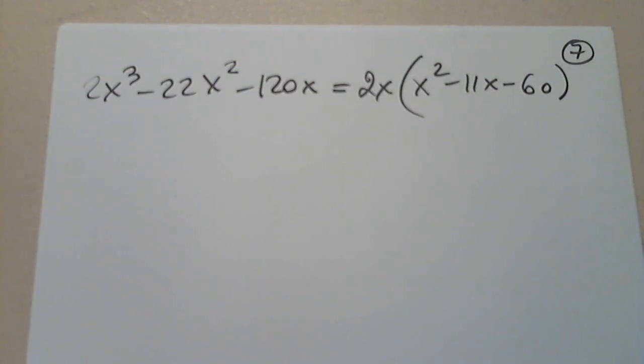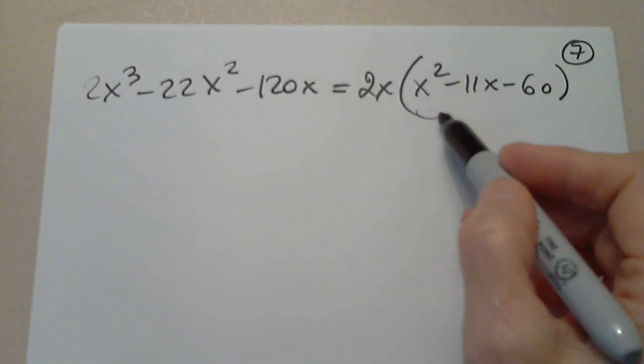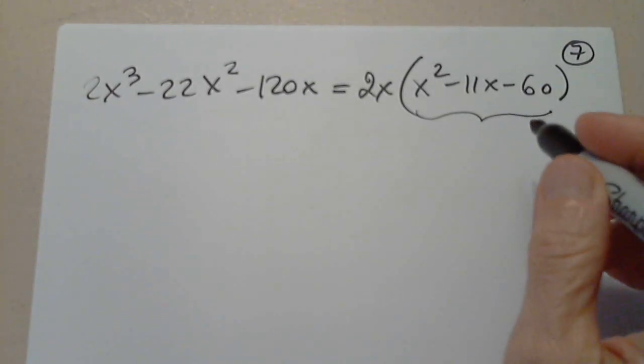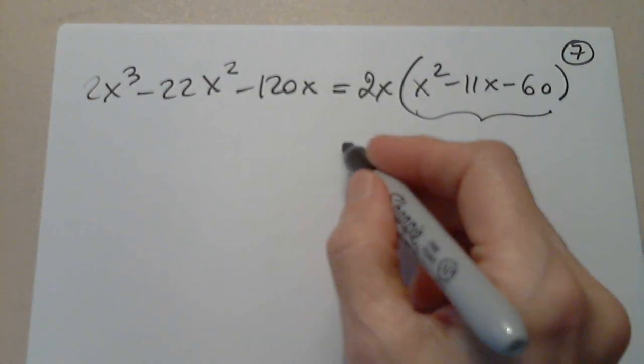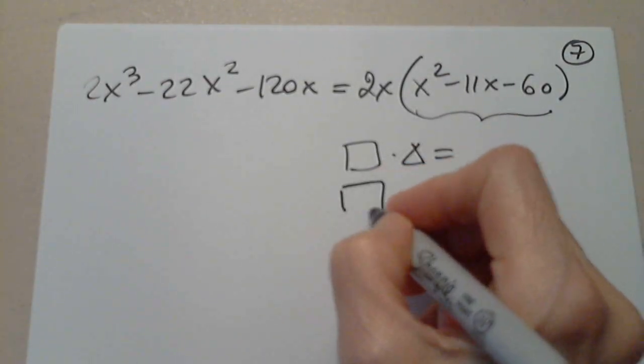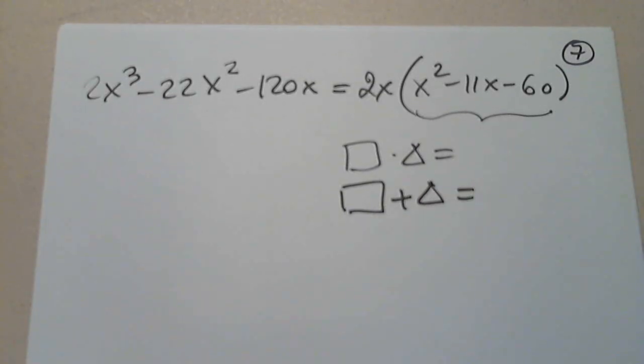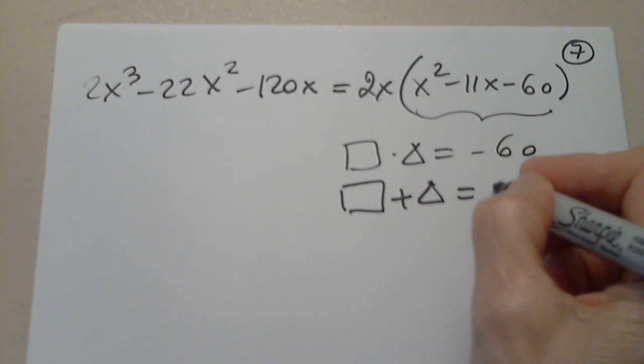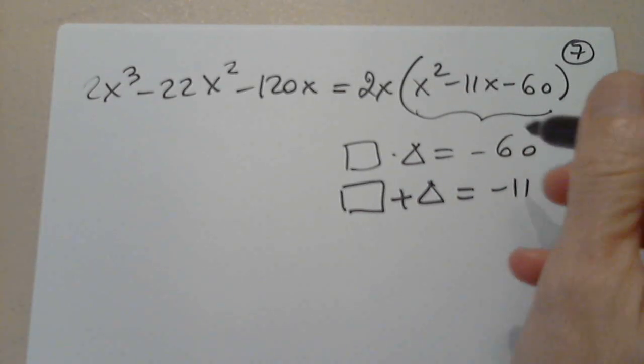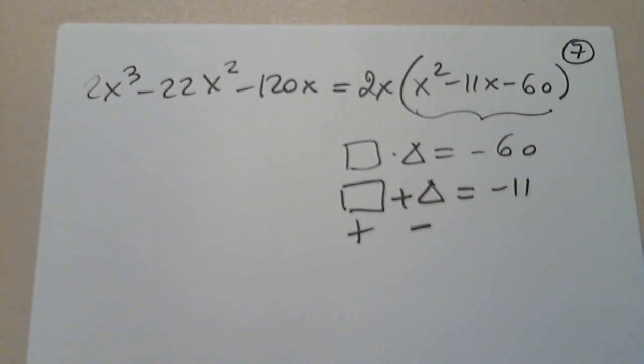Perfect. Good. Now we continue looking at this. And we know that if this is factorable, there is no special product, then we're looking for 2 numbers whose product is and whose sum is. Product of negative 60, sum of negative 11. Very good. Since the product is negative, we expect the positive and the negative. Since the sum is negative 11, we expect the negative number to be more powerful.